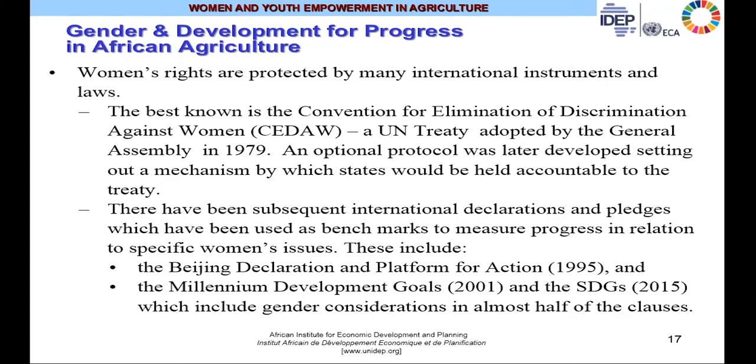These include, number one, the Beijing Declaration and Platform for Action in 1995, as well as the Millennium Development Goals of 2001 and the Sustainable Development Goals of 2015, which include very strongly gender considerations in almost half of the clauses.